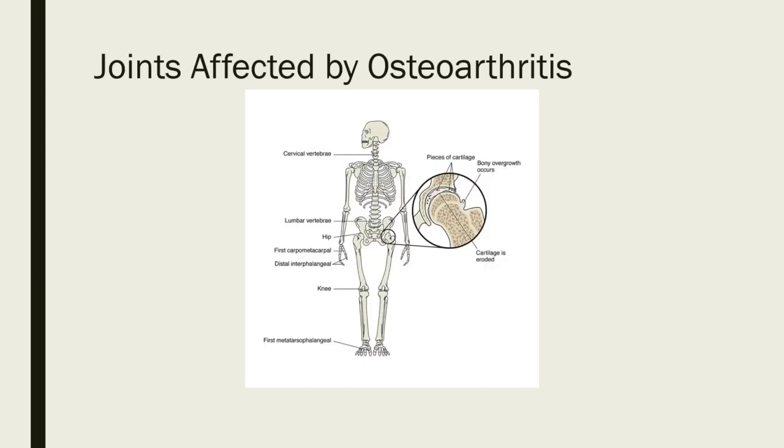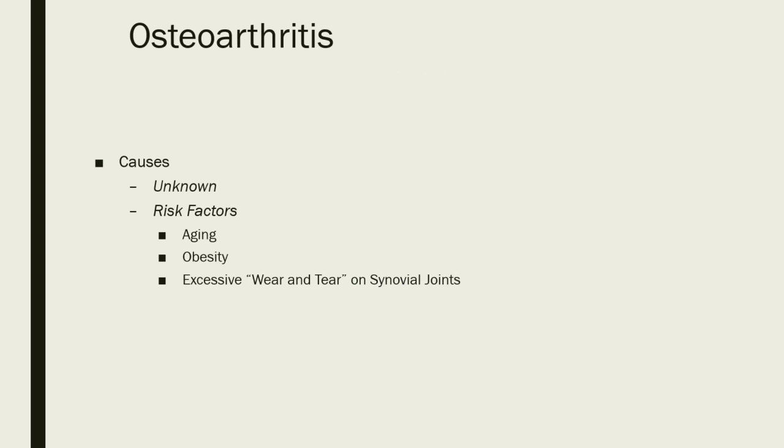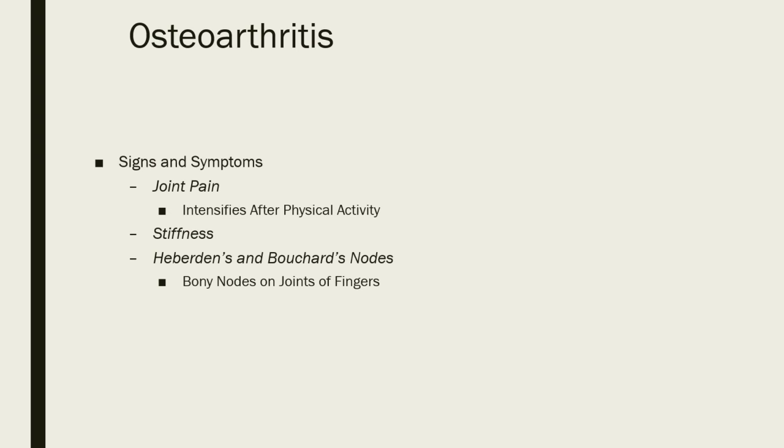Here's a visualization. It's showing your hip, which is considered one of your weight-bearing joints, and the changes that occur because of osteoarthritis. The exact cause is unknown, but there are some risk factors that are often associated with the disease. These can be aging, obesity, as well as excessive wear and tear on the synovial joints. Signs and symptoms include joint pain, which intensifies after physical activity, feeling stiff, the Heberden's and Bouchard's nodes, which are bony nodes on the finger joints.